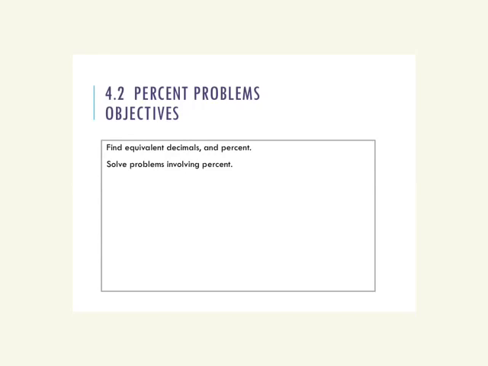Chapter 4, Section 2, and the title of our lesson today is Percent Problems. So go ahead and get the correct heading on your notes. We have two objectives for today. We want to be able to find equivalent decimals and percents, and we need to solve problems involving percents.